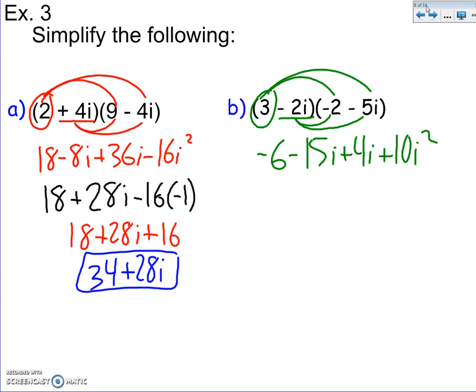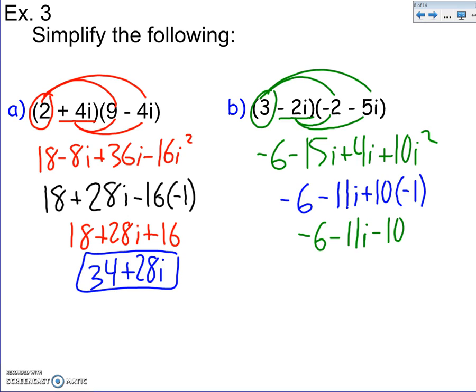Combine like terms, basically the i's in the middle combine, so that's negative 6. Negative 15i plus 4i is negative 11i plus 10i squared, but you can't put i squared. Replace i squared with negative 1. We've got to multiply that. So these stay the same. 10 times negative 1 is negative 10. And then combine the negative 6 and the negative 10. That makes negative 16 minus 11i.